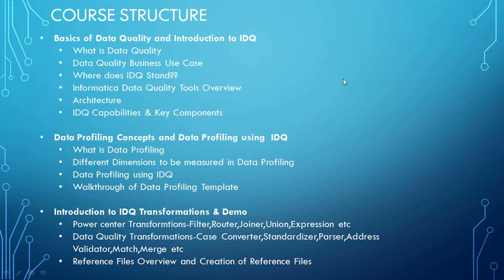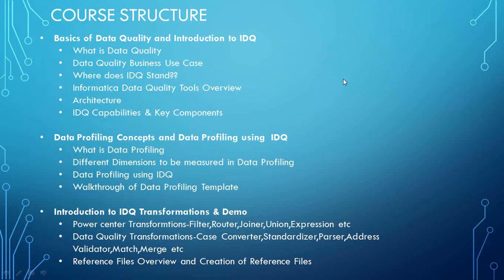In IDQ, you can classify the transformations into Power Center transformations and data quality transformations. Most of the transformations that are already available in Power Center are also available in IDQ. That is the reason I've grouped them into Power Center transformations and data quality transformations. Filter, router, join, union, expression are already there in Power Center. So a resource who already has experience in Power Center would easily be able to pick up these transformations.